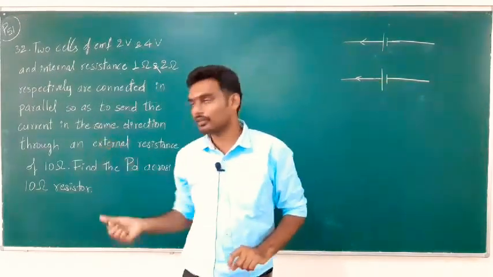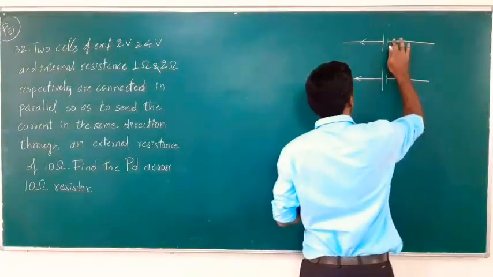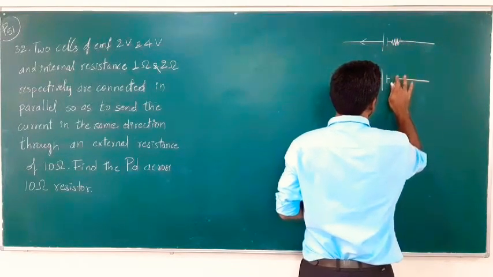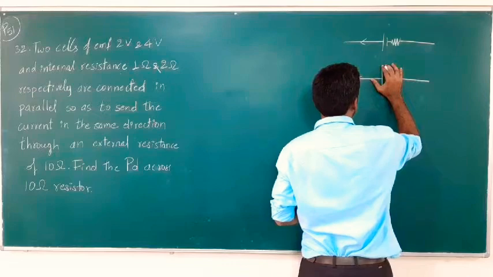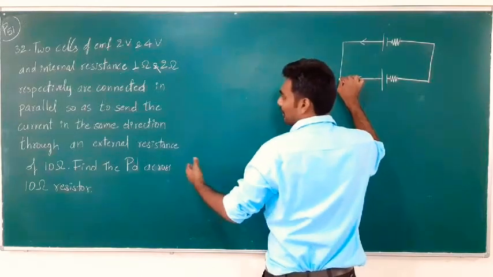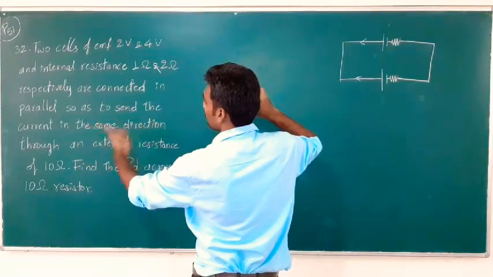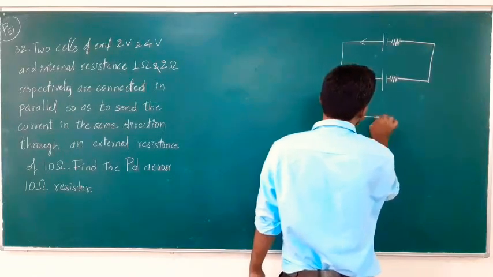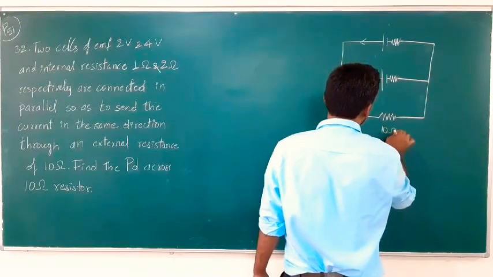According to this question, the direction of current is the same, so positive here, negative there, positive here, negative, and both of them have internal resistance. I will represent internal resistance using a small resistance symbol like this. So this whole thing is a cell now, and this whole thing is a cell. Both of them are connected in parallel through an external resistance of 10 ohm.